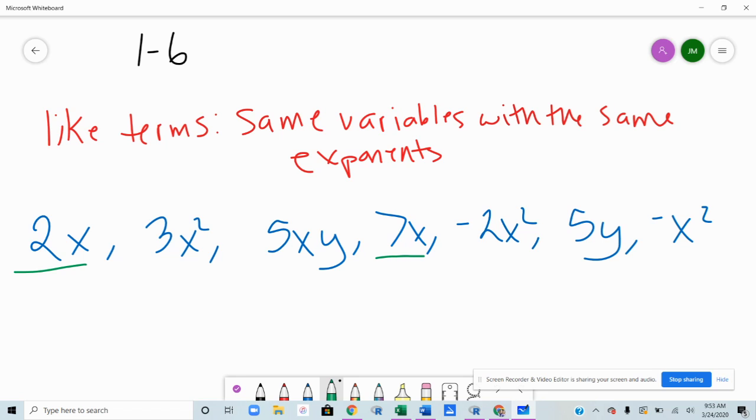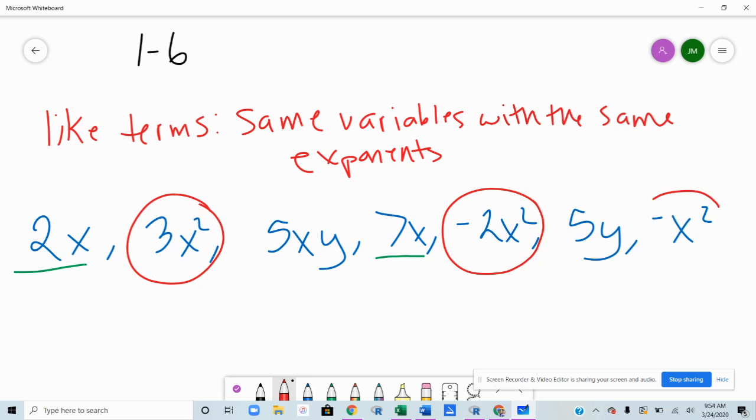7x is a like term with 2x, not negative 2x squared because of the squared on that variable, not 5y, and not negative x squared. So 2x and 7x are a pair of like terms. If I look at 3x squared, well, not 5xy. Negative 2x squared is a like term because it's x squared, not 5y. And negative x squared is a like term. So 3x squared, negative 2x squared, and negative x squared are all like terms.